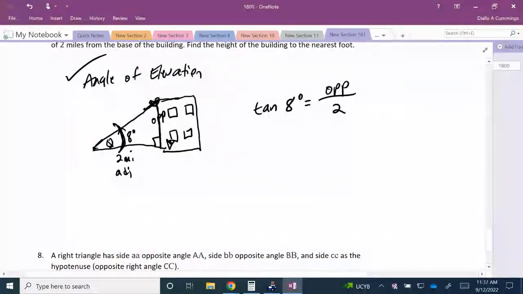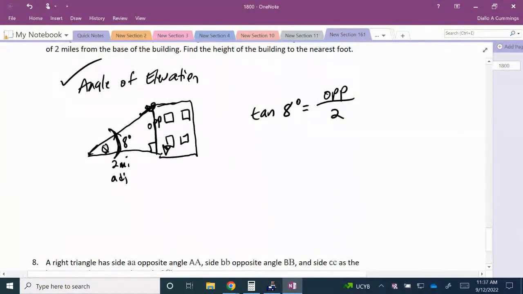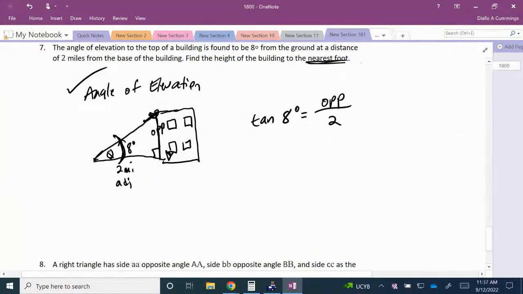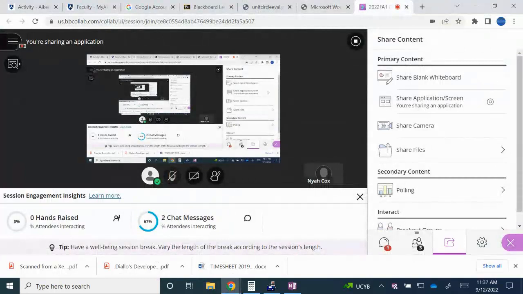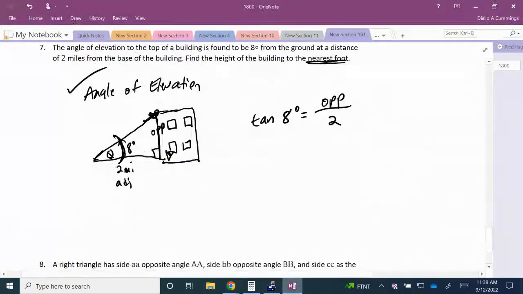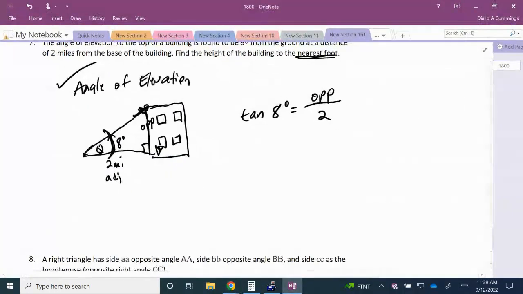All right, so at this point, I'm going to give you a second to attempt to finish the problem, and notice that the final answer has to be in feet, and then we're going to return with the solution. All right, so we're going to solve for the opposite side. So I'm going to multiply both sides by 2.